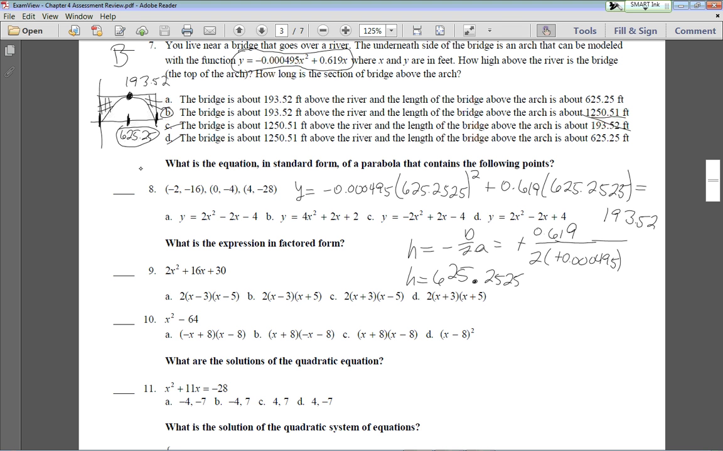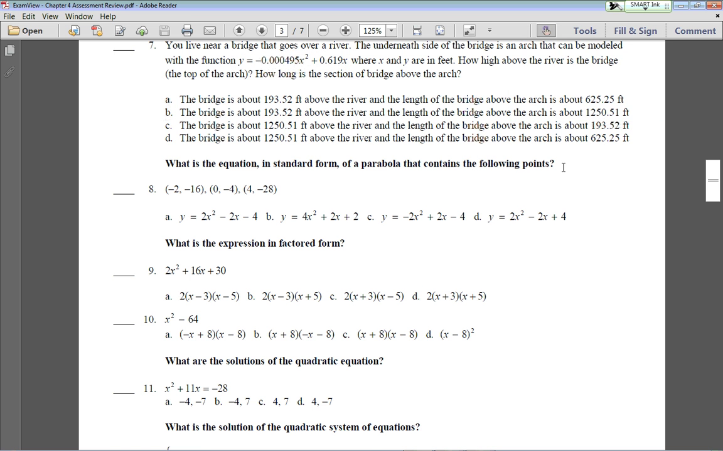Because remember, your vertex occurs in the middle. Your vertex occurs in the middle. So in order to get the full length of the bridge, we're going to have to take the x-coordinate of our vertex and double it. So when you double the x-coordinate, you get 1250.2151 feet. All right? So that's how you do number 7.